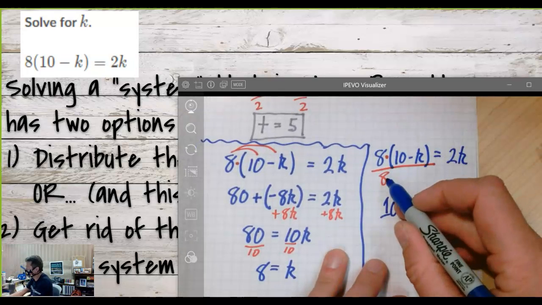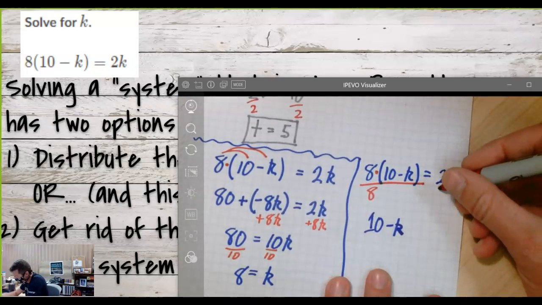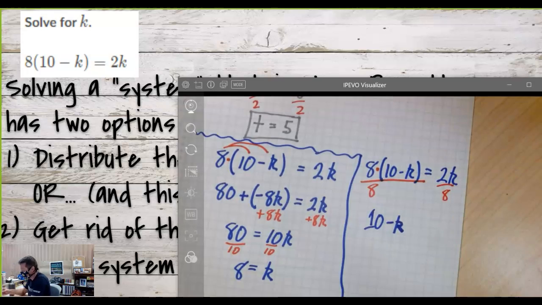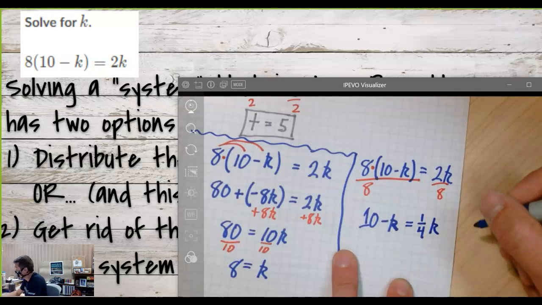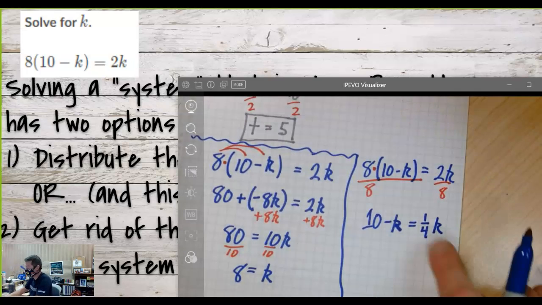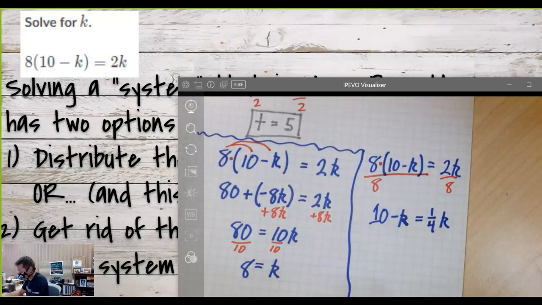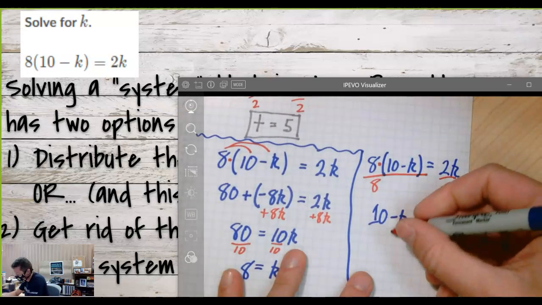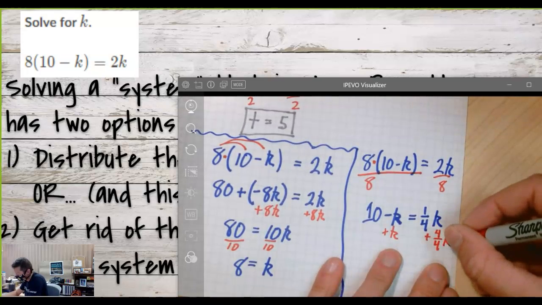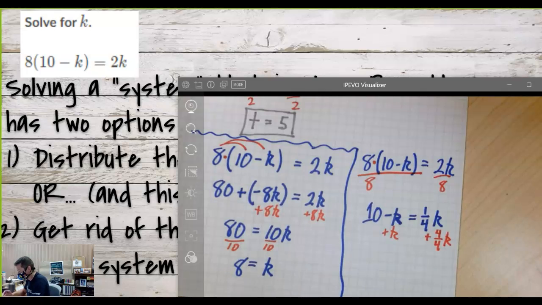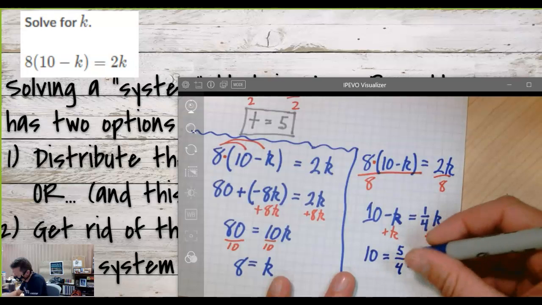But I cannot just divide on the left side. So to do this, we have to be able to divide on the right side. And that gives us a 4th k. Guys, I'm not saying this is the best way to go. I'm just showing you an example. Now, we could add a k, right? So to get rid of this k over here, we can add a k, which would be adding 4/4 k. So yeah, 10 equals 5/4 k.